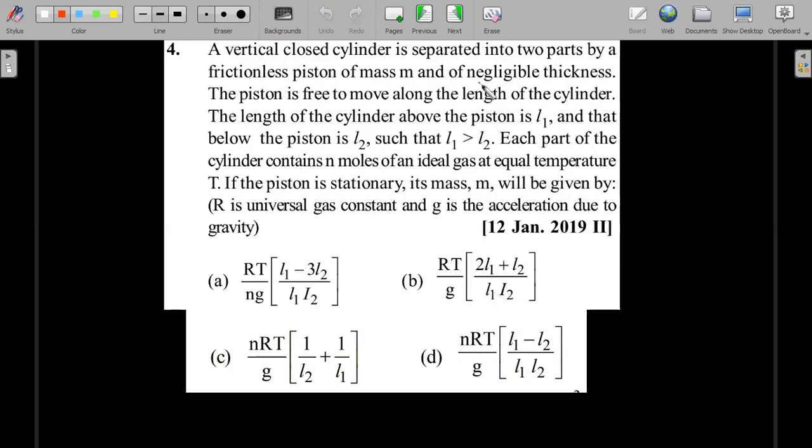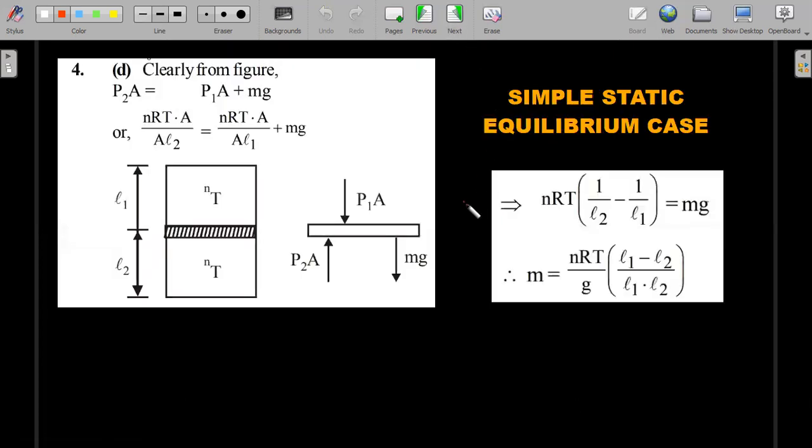I hope you have given it a try. Let's move ahead with the solution. A very basic, simple question with a lot of information. It's about a static equilibrium case, right? He said finally the piston is at rest. So if you draw the free body diagram of the piston, then P1A would be acting downward and P2A would be acting in the upward direction, which should balance the mg, right? So you just write that.